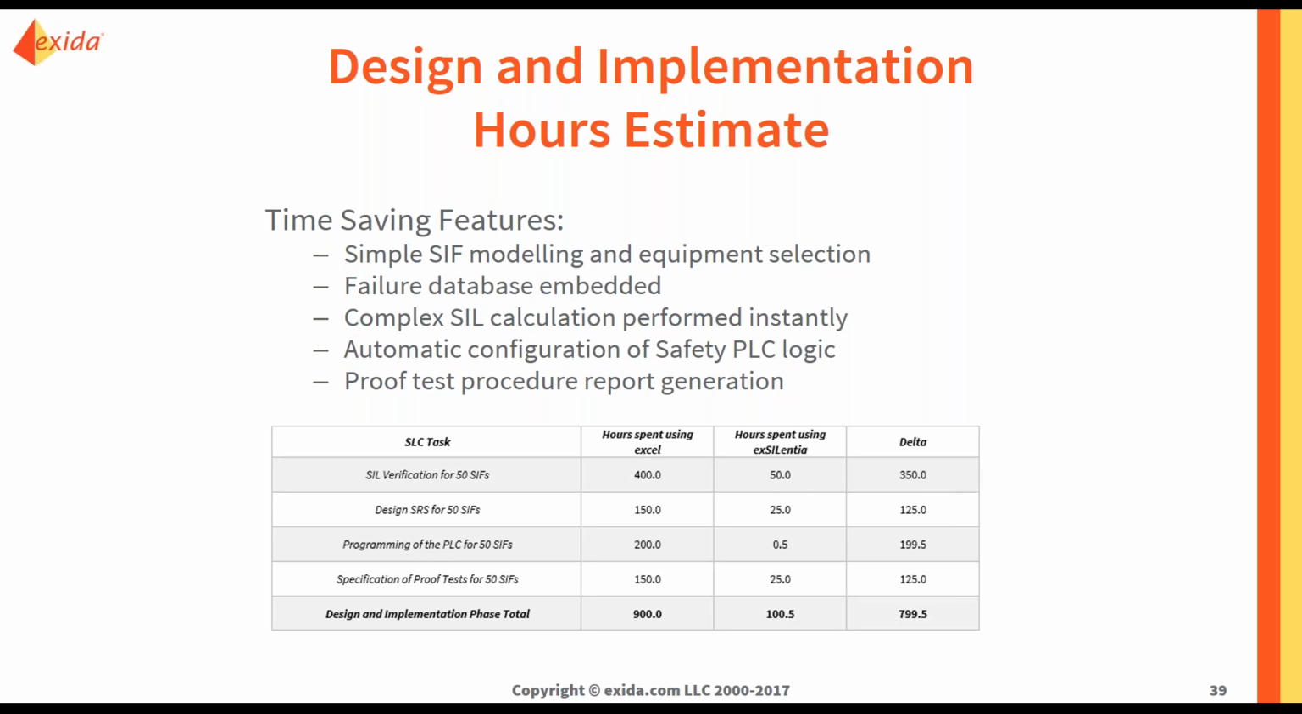So we determined that by using Excelentia for design and implementation, you can save approximately 800 hours on this phase of the life cycle, as opposed to using more traditional methods like Excel or an in-house tool.